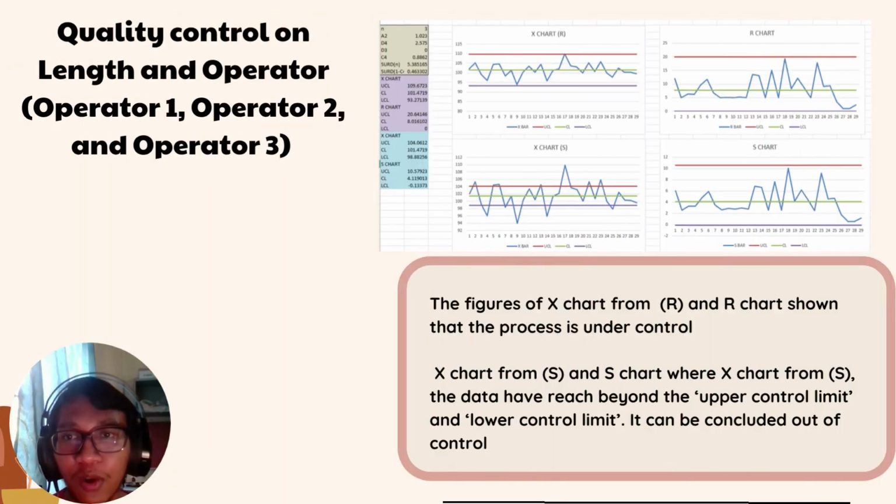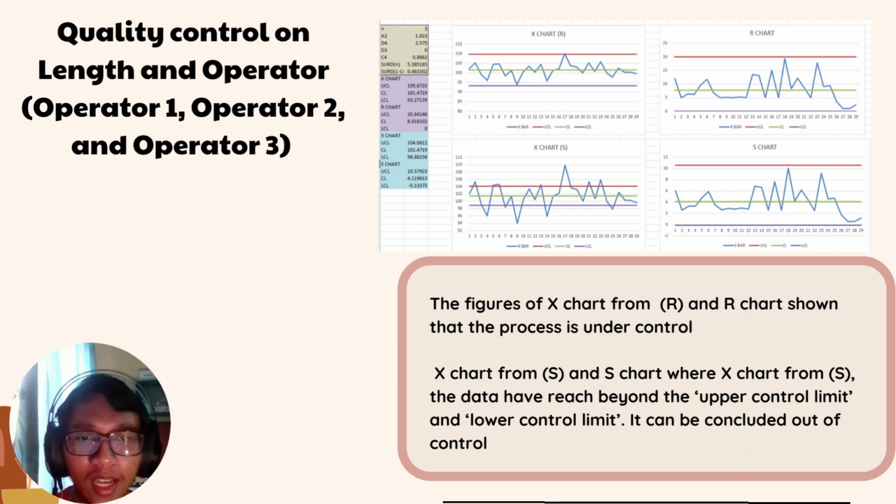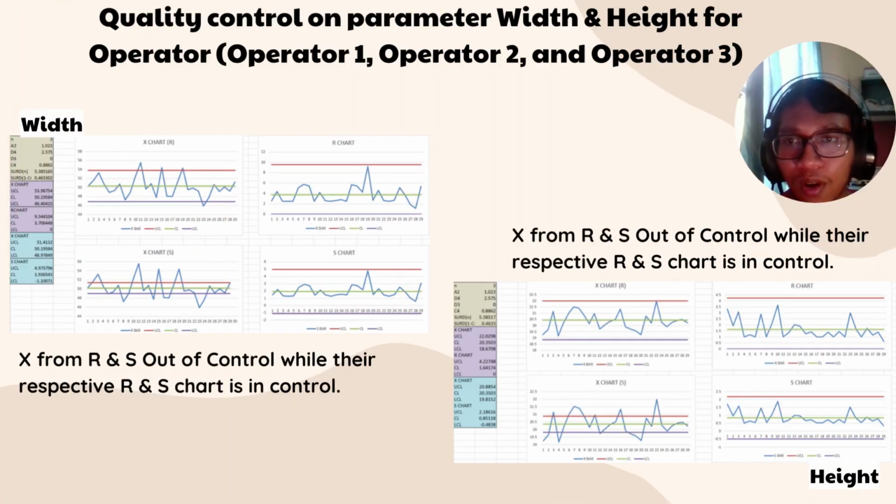To give a brief summary of some of our data, here they show the quality control on length and operators, which is operator 1, 2, and 3. To highlight the data here, the X chart from R and R chart show that the process is under control. However, the X chart from S and S chart have reached beyond the upper and lower control limit, which can be concluded that this data is out of control. And these are the graphs for the other parameters, width and height respectively.